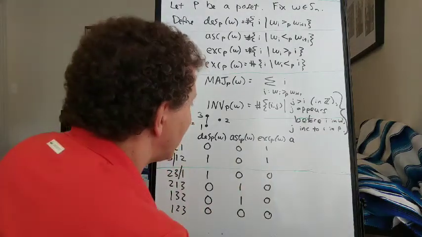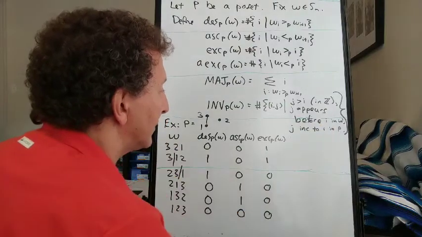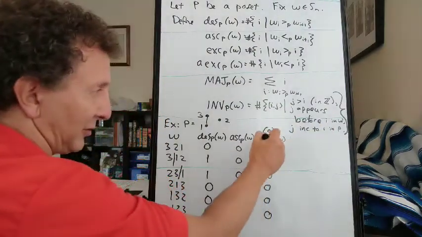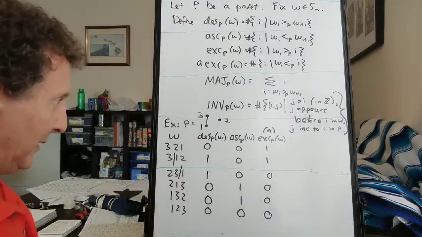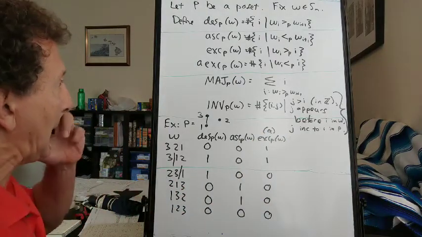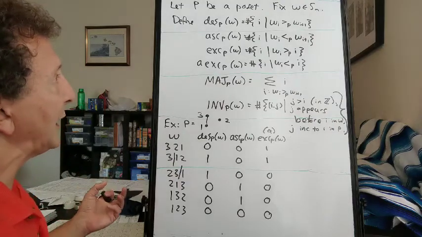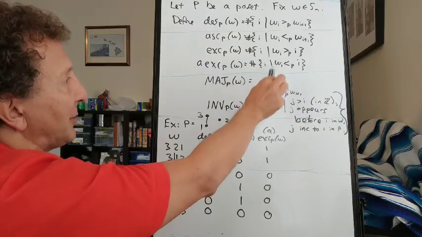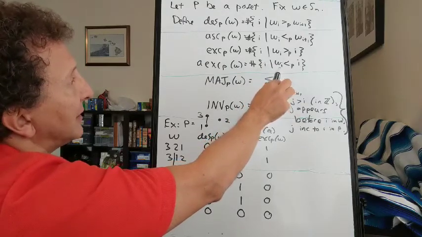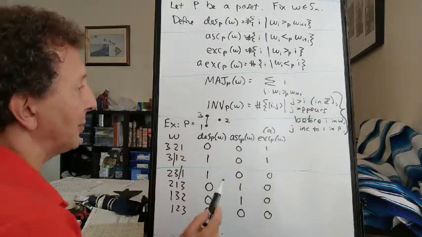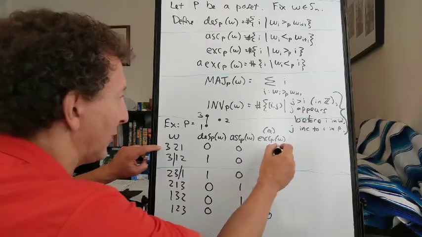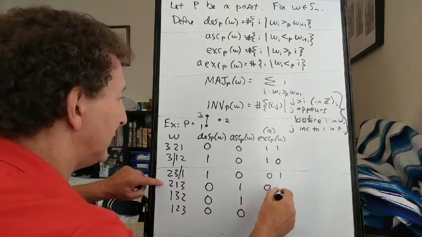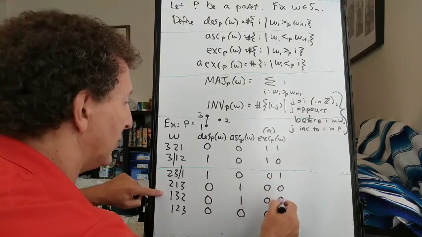We're going to run out of space, so let me economize by putting anti-exceedances right here next to the exceedances. Here we want to see a 1 in position 3, so a letter in a position which is less than that position in the poset. So 1 in position 3. Here we've got 1. No. Yes. No. No. No.